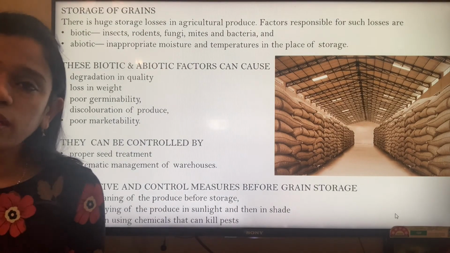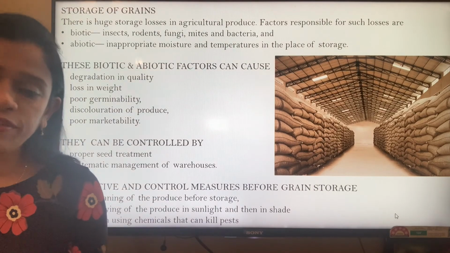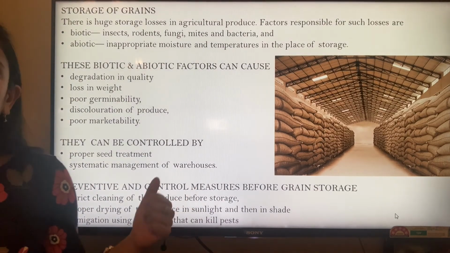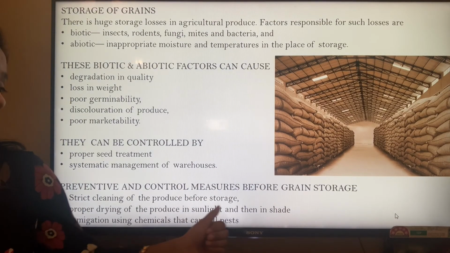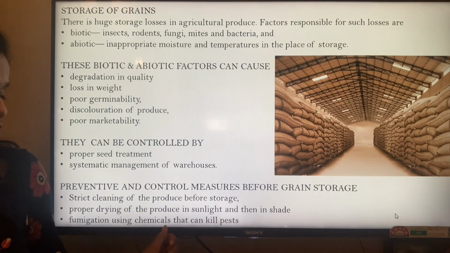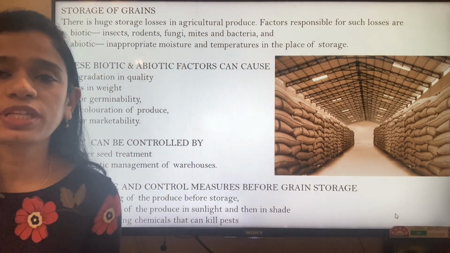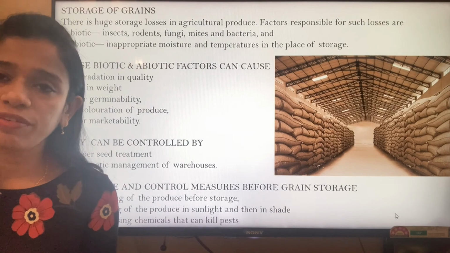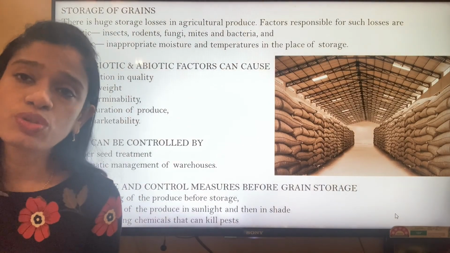So what are the control measures that we should be taking before storing the grains? Strict cleaning should be done, proper drying of the produce in sunlight and also in the shade, and fumigation using chemicals that can kill the pests. Proper fumigation should be done in the places where the grains are stored. The seeds should be treated properly. The seeds should be stored properly.